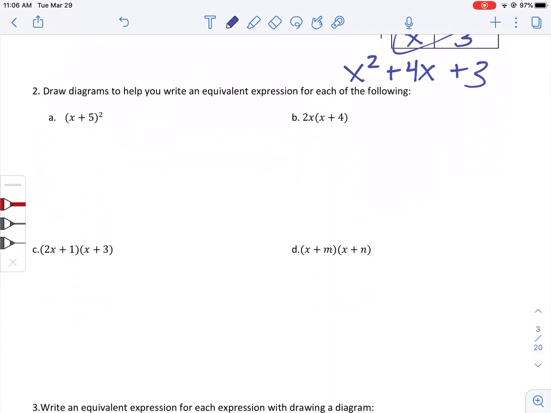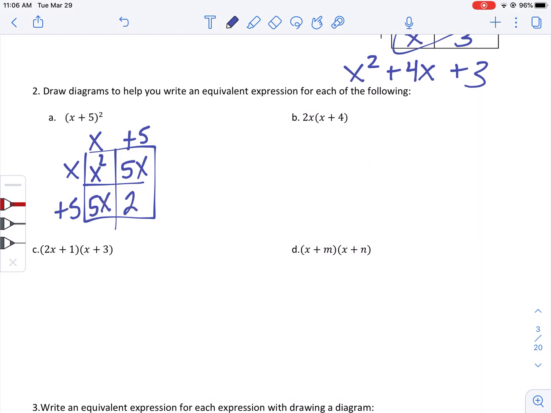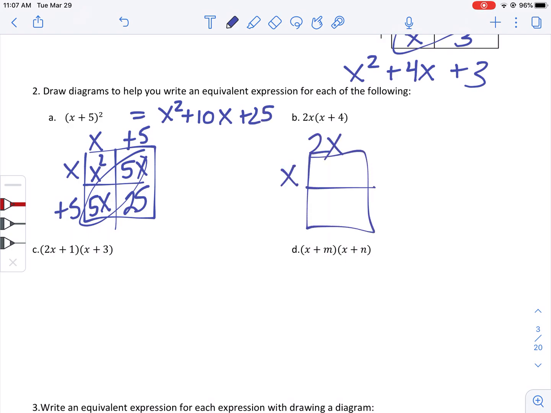So if we take a look at a couple of these, draw a diagram. So x plus 5 squared means each side is x plus 5. So you have x squared, 5x, and 5x, and 25. So there's a total of 10 x's. So this is x squared plus 10x plus 25. Now this one, we just have 2x and x plus 4. So 2x times x is 2x squared. 2x times 4 is 8x. So this would equal 2x squared plus 8x.